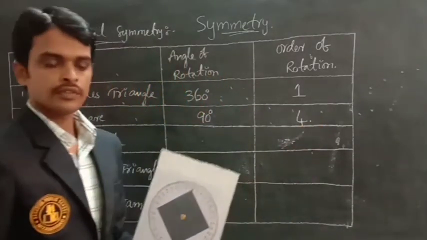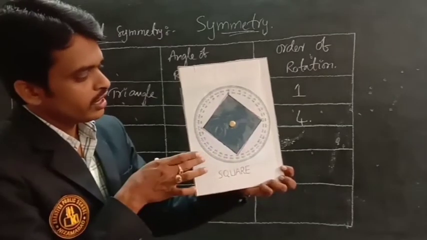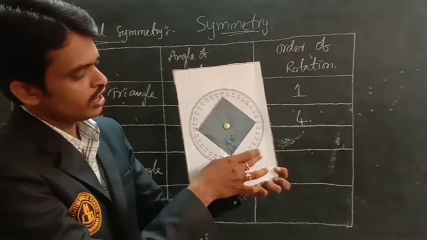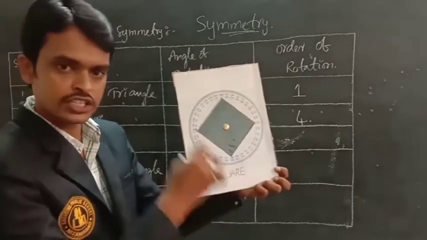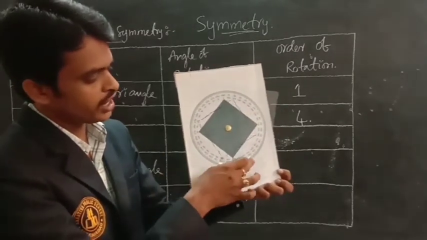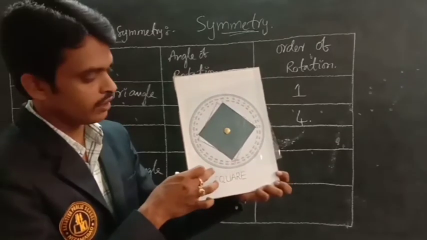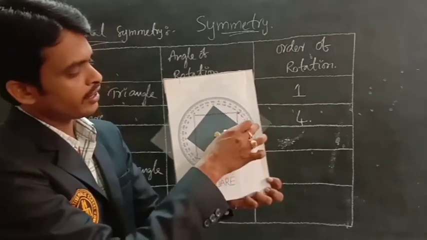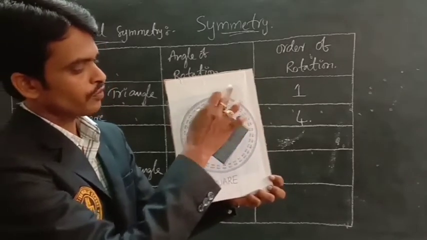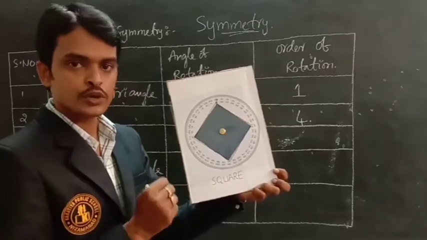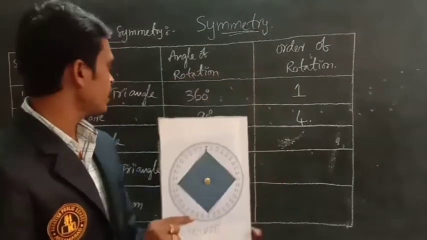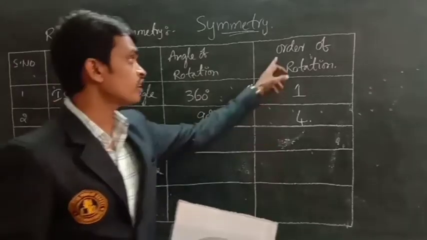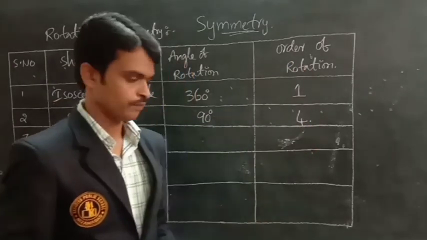So here the square we rotated in an anti-clockwise direction at 90 degrees. The square coincides with itself. At 180 degrees it coincides with itself. At 270 degrees it coincides with itself, and at 360 degrees also it comes to its original position. Then the square has an angle of rotation of 90 degrees and order of rotation is 4.